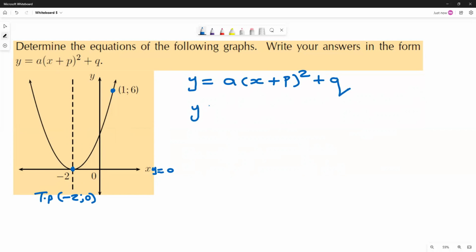Sure. Then you have y equals a(x...). Remember, it's opposite. If it's -2, here it's going to be +2, right? Then plus q, which is 0. So I'm not going to write anything here because your q is 0, right? Okay. And then we're now going to sub in a point, right?